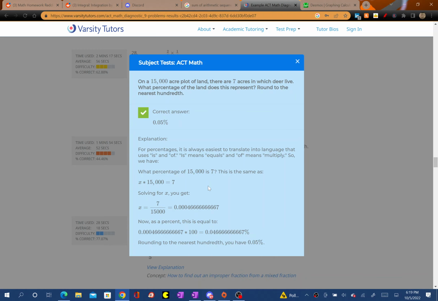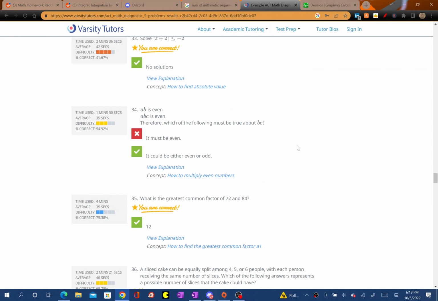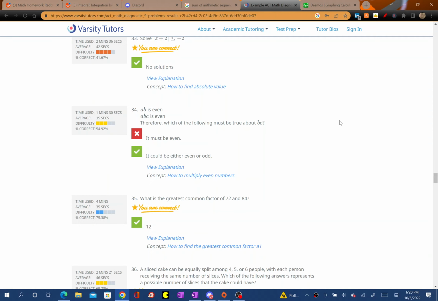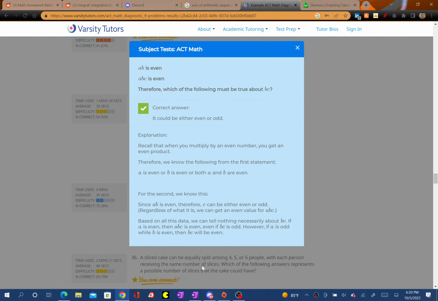So let me see. This one I didn't understand. Or did I get it right? No, I didn't get it right. It must be even. Based on all this data, we can tell nothing necessarily about BC. If A is even, then ABC is even if BC is odd. However, A is odd. This one was confusing, I will say that. This one was tough.